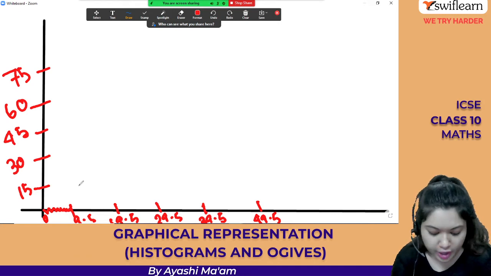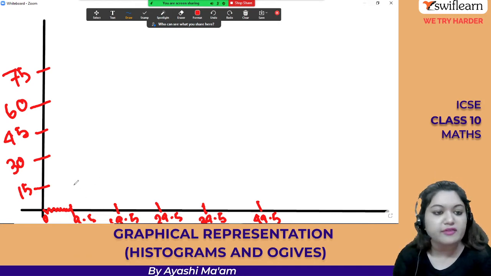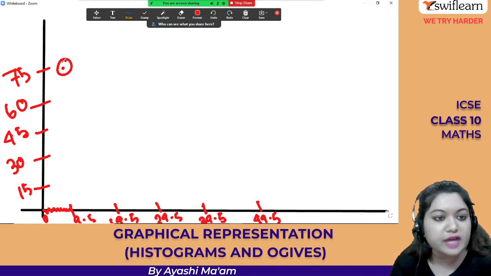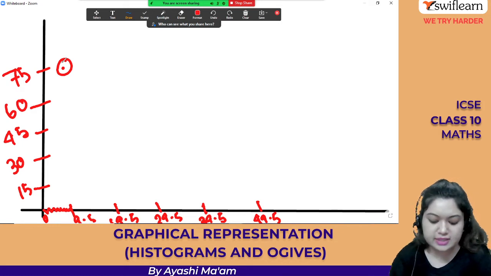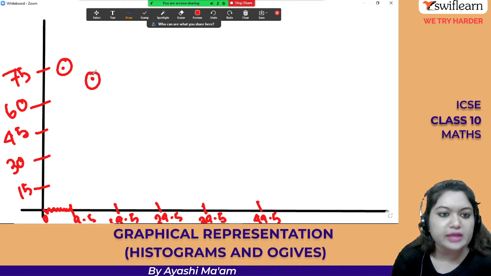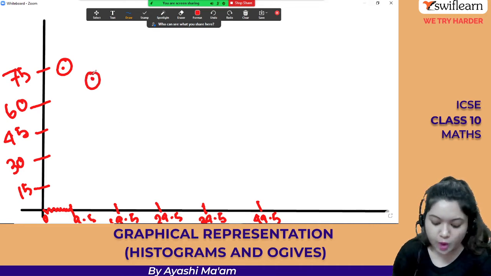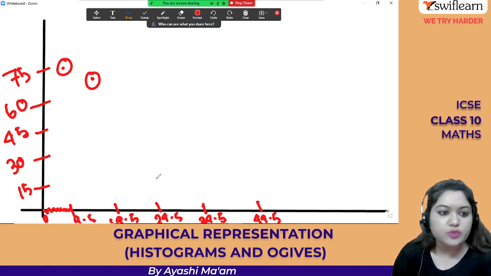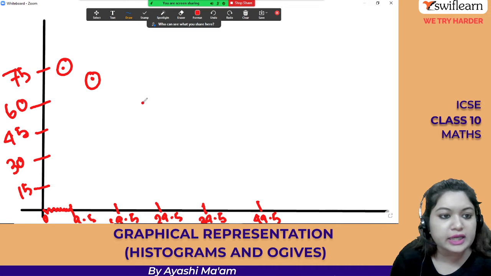Now the first point is 9.5 and 75. So 9.5 and 75 is here. Second point is 19.5 and 50. So 19.5 is here, 50 will be somewhere here. Third point is 29.5 till 40, which is just present between this. One minute. 29.5 and 40.